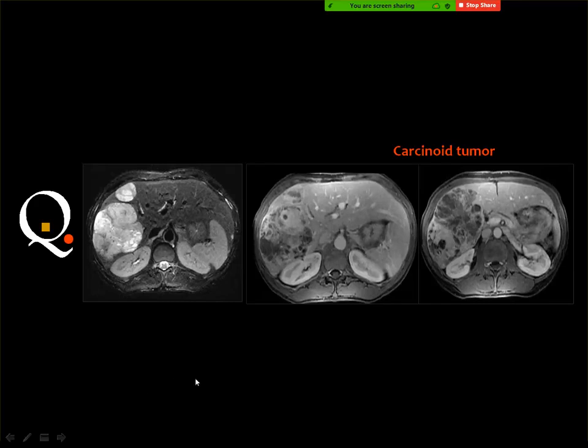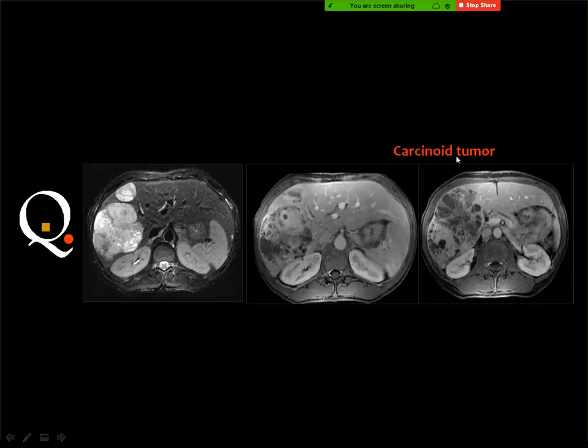Carcinoid tumor? Yeah, that's it. The patient had a carcinoid tumor. Wandering liver? Wandering liver, there is no diagnosis like this. The spleen is the only one that wanders.